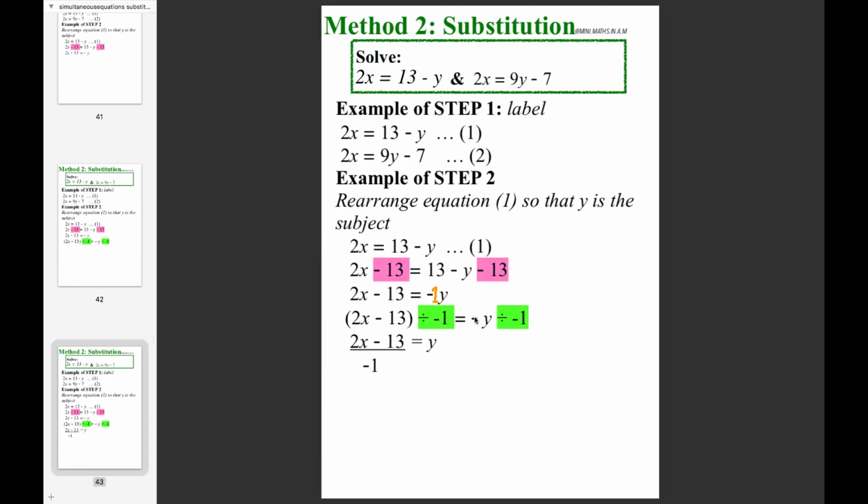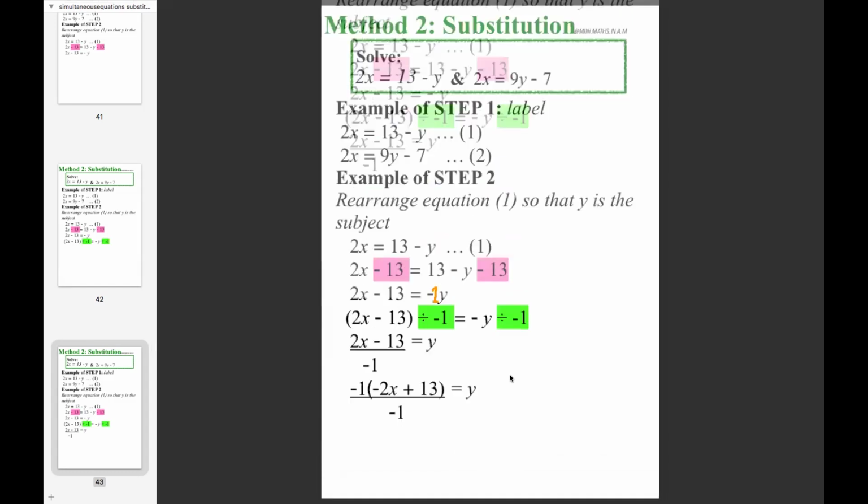So the -1 cancels out over here. So we're just left with y. Then over here we have 2x minus 13 over -1. Now I've just put this as pulled out -1 as a factor. So when we pull out -1 outside of brackets, they swap in signs. So what was 2x becomes -2x. What was -13 becomes +13. And then these -1s can cancel out.